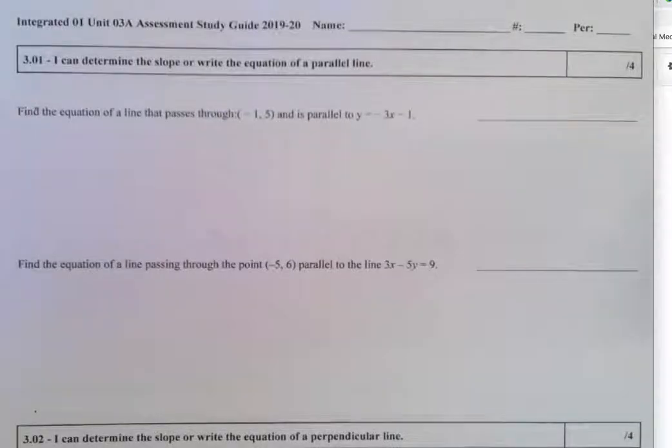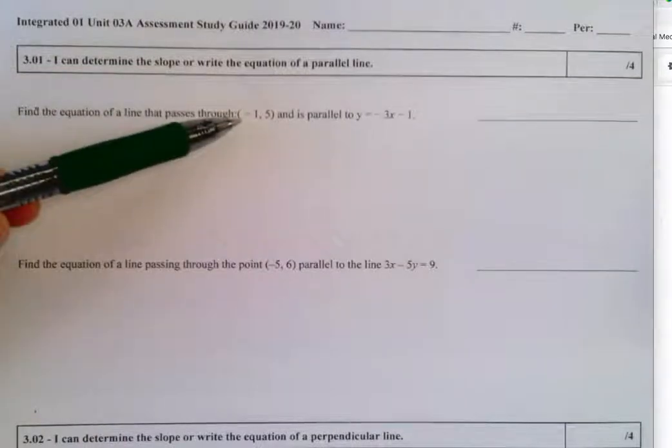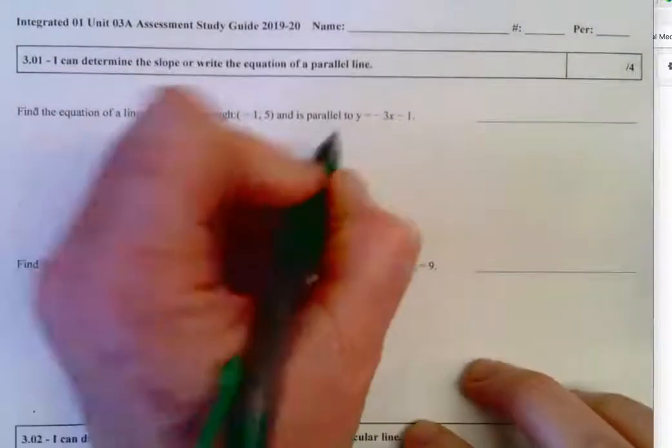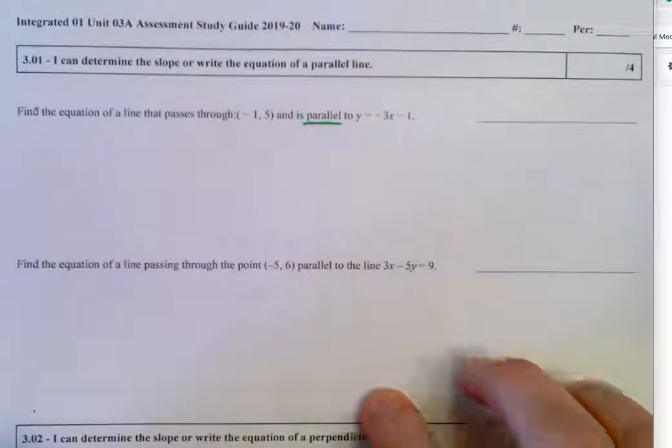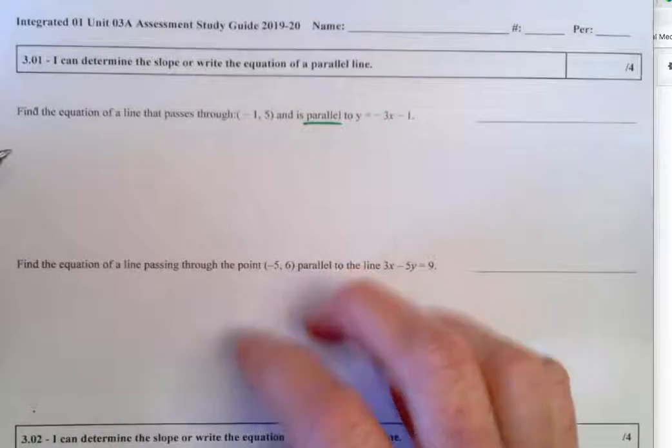All right, 3.01, I can determine the slope or write the equation of a parallel line. Okay, so let's see what we have here. It says find the equation of a line that passes through this point and is parallel to y equals negative 3x minus 1. Okay, so parallel lines have the same slope.